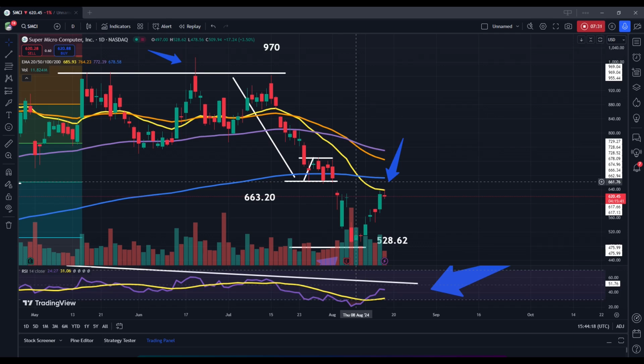So here's the current price analysis for Supermicro Computer Incorporated, stock ticker SMCI.